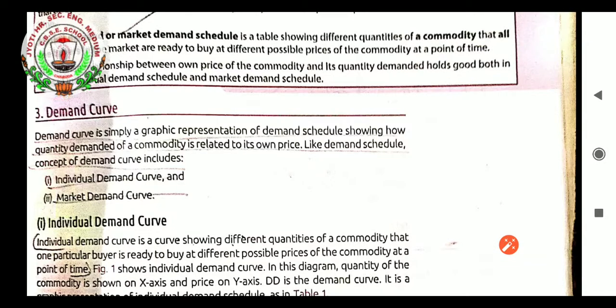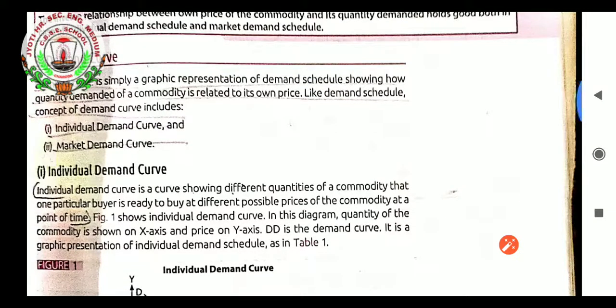As in the last class, we were learning the topic demand curve. I left the topic with the explanation of the demand curve. Before that, we were learning the individual demand schedule and market demand schedule. One reason behind leaving the topic was that if we learn so many topics together, it will be confusing for the next classes. So let us start the graphical presentation of demand schedules in this class.